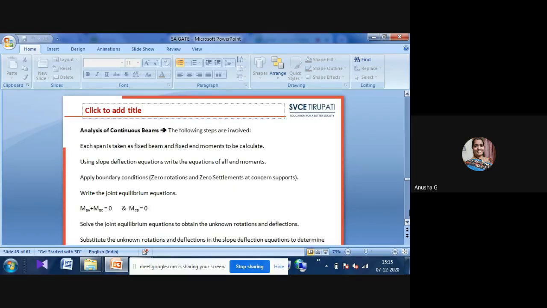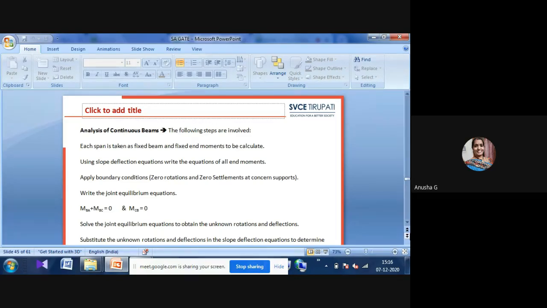Next, we'll see the continuous beams. Continuous beams, we already know each span is taken as a fixed one. And then fixed end beams will be calculated here by using the slope deflection equations. And then we are applying some boundary conditions here, plus we are taking the joint equilibrium conditions. The joint equilibrium conditions will be at, suppose A, B, C like that. At B, we are taking the joint equilibrium condition MBA plus MBC equal to 0. If C is not fixed, we are considering MCB equal to 0.